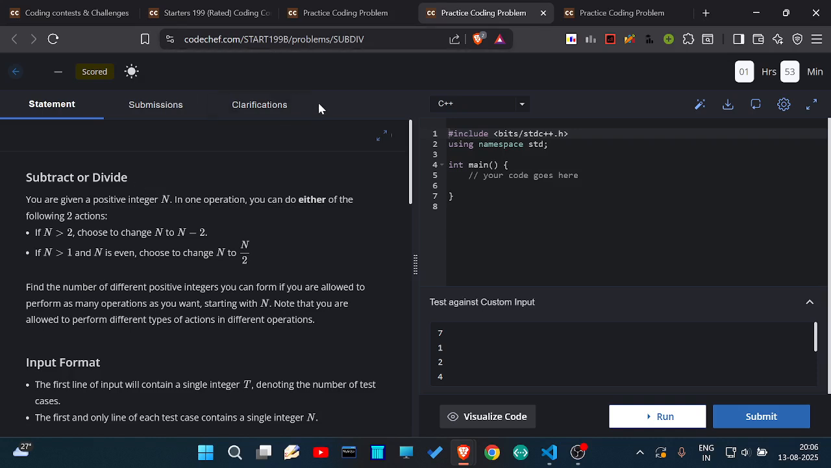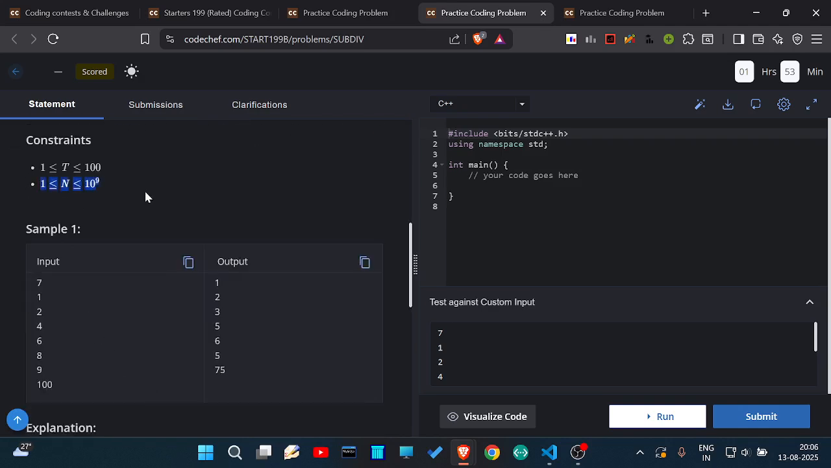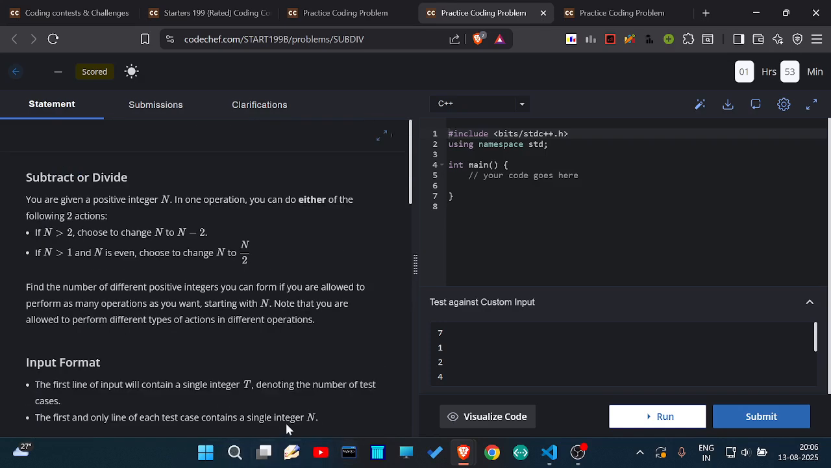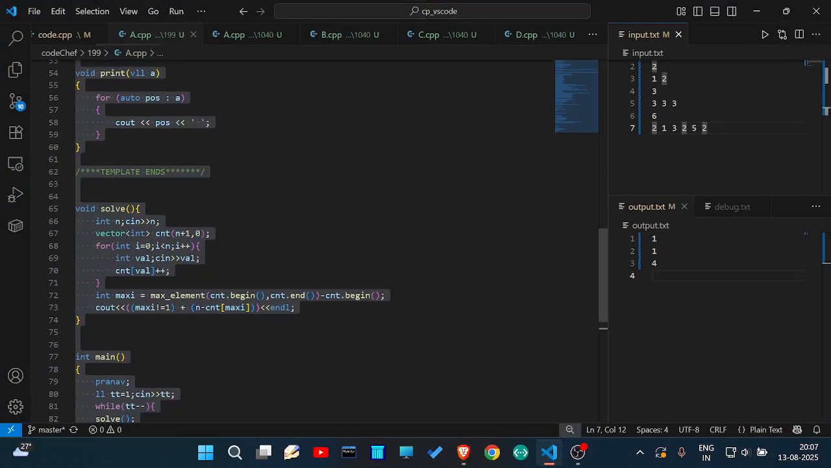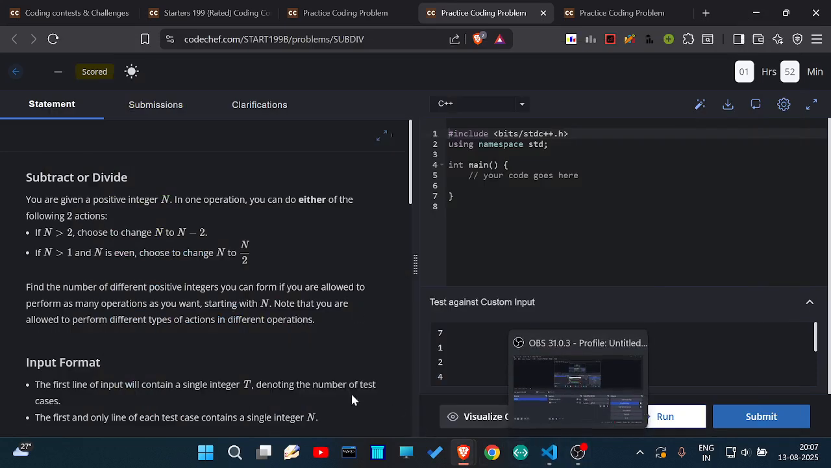So let's get the second problem. Given a positive integer n, you can change it to n minus 2 or n divided by 2. Find the number of different positive integers you can get starting with n. First of all, the parity. So we have two parities. What is the smallest number you can get with that parity?